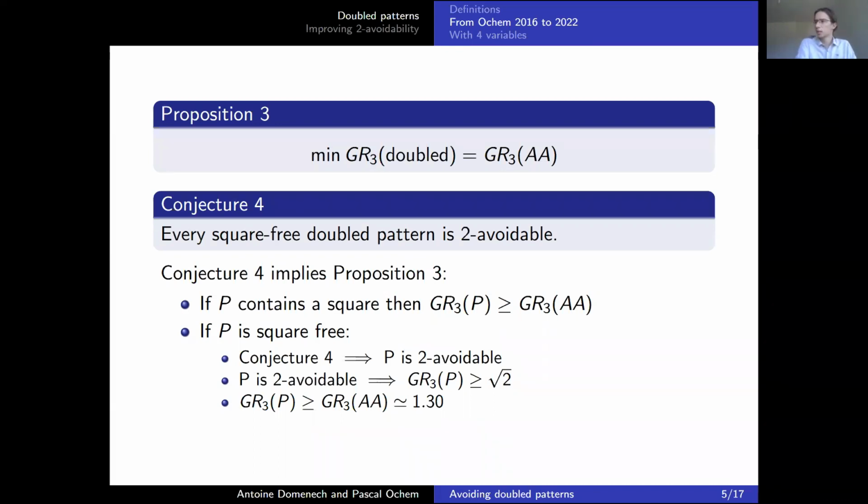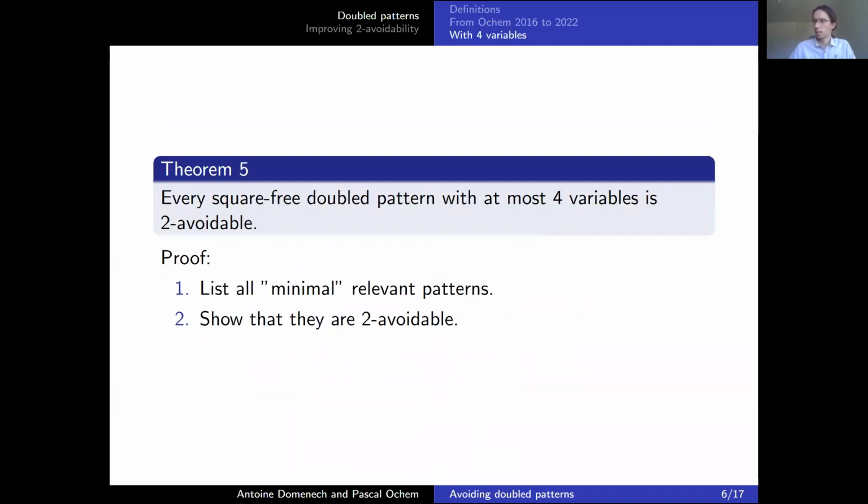It's a bit hard because there are a lot of square-free double patterns. But what we did is that we studied every square-free double pattern with at most 4 variables. And those, they are indeed true avoidable. That's the result of the paper we put on arXiv. And let's sketch the proof.